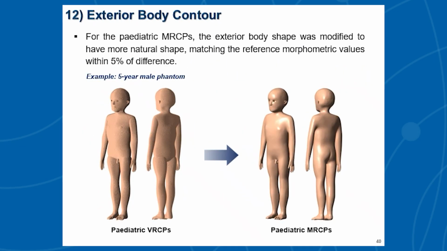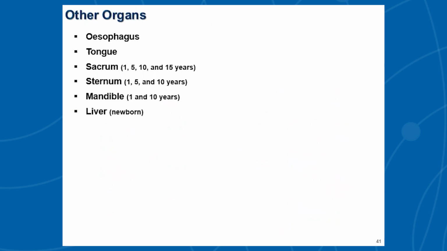The exterior body contour was also adjusted to be more realistic. In addition to the organs mentioned earlier, improvements were also made to the organs listed here, completing the conversion of pediatric voxel phantoms into the mesh phantoms.